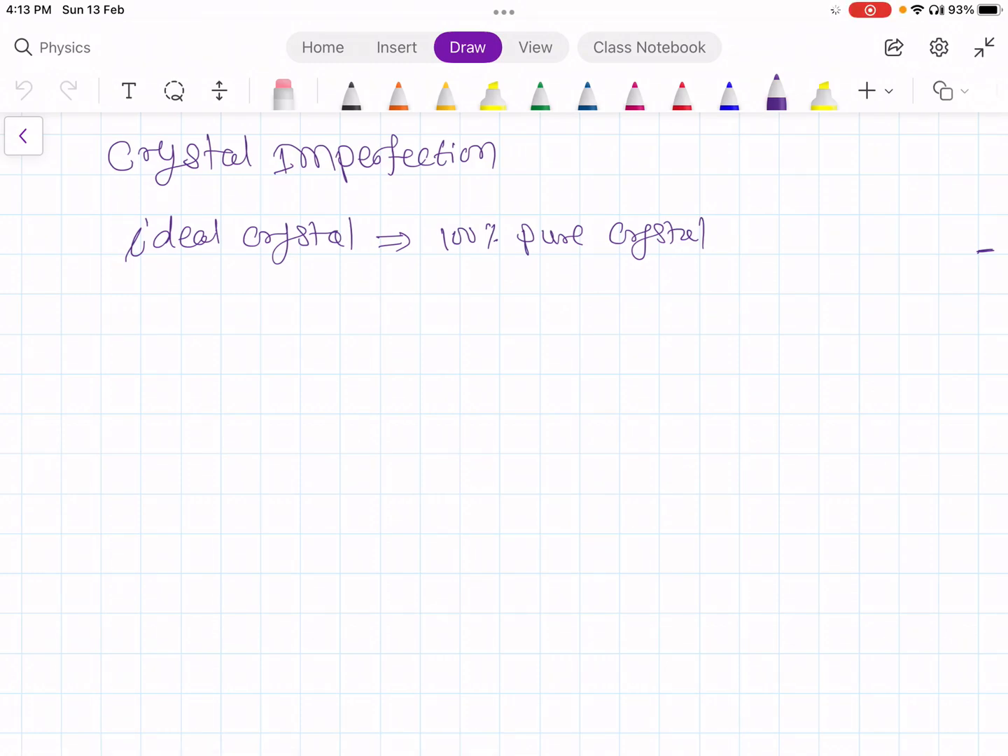So far we studied ideal crystal. Ideal crystal is 100% pure crystal, and this 100% pure crystal is obtained by combining space lattice with atomic basis.